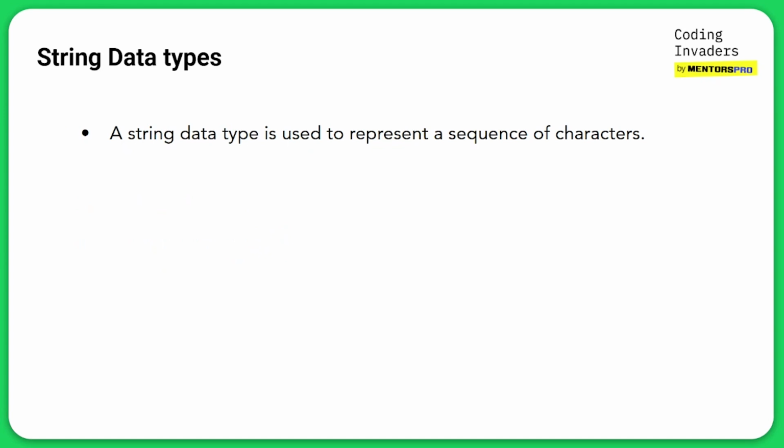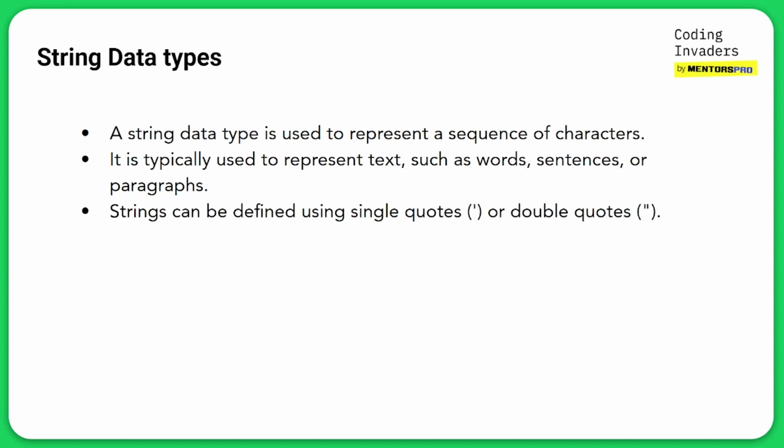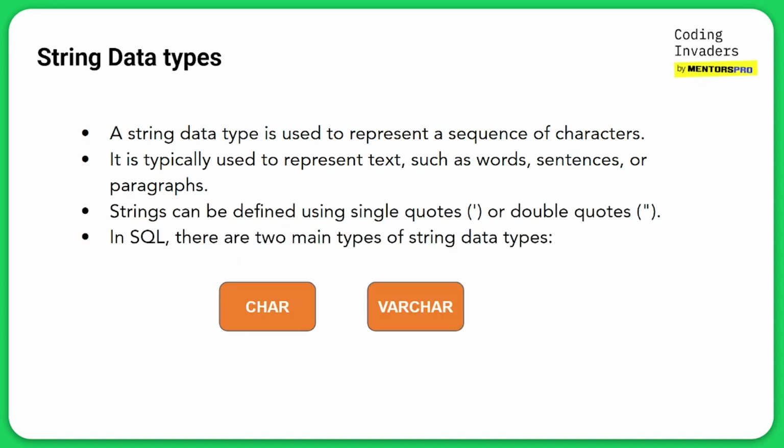In computer programming, a string data type is a data type that is used to represent a sequence of characters. The string data type is typically used to represent text such as words, sentences, or paragraphs. Strings can be defined using single quotes or double quotes. In SQL, there are two main types of string data types: char and varchar. Let's look at these types closely.